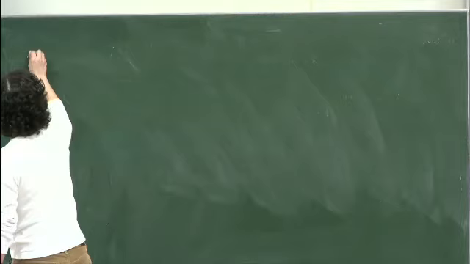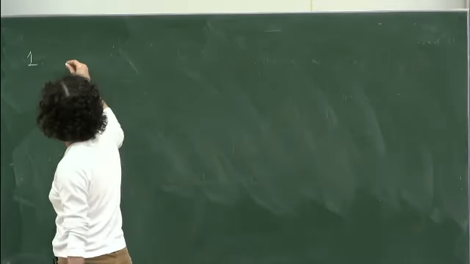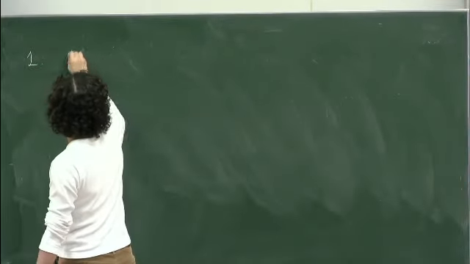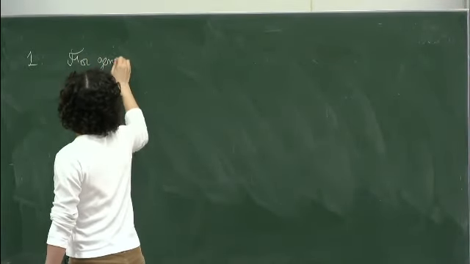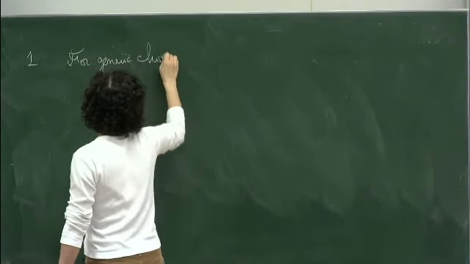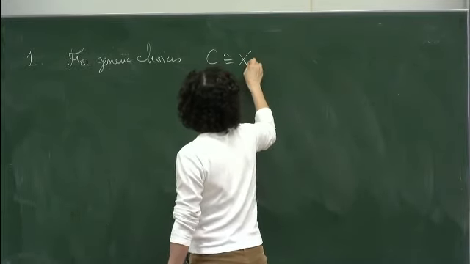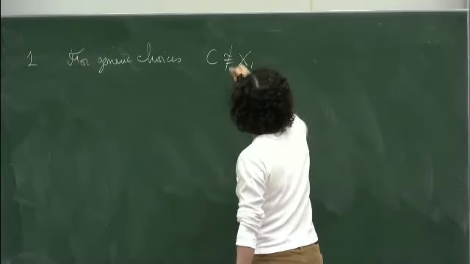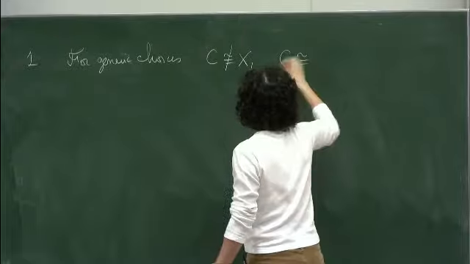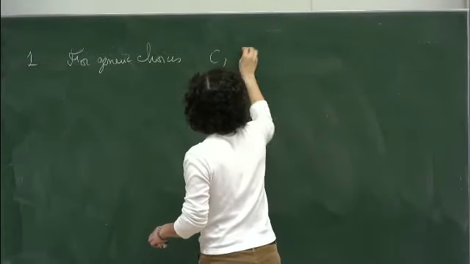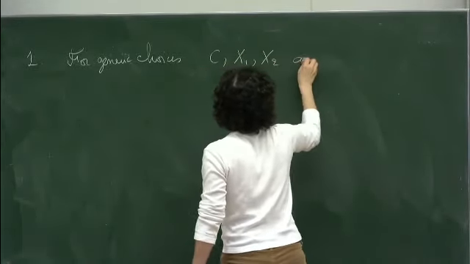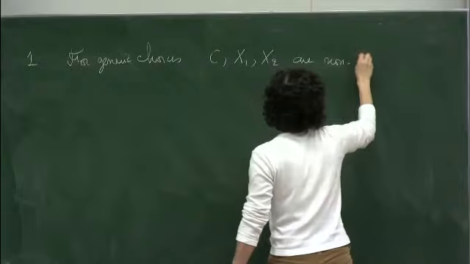So point one is that for generic choices, C is not isomorphic to x1. These are basically all non-isomorphic. C, x1, and x2 are non-isomorphic curves.